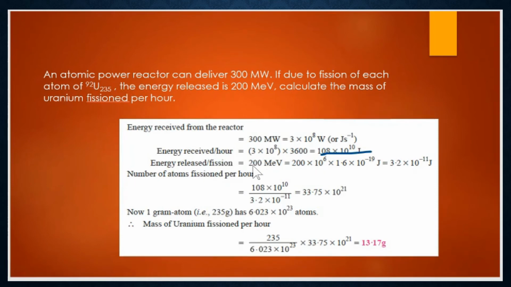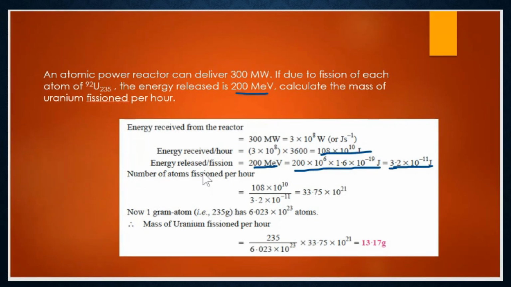Energy released is 200 mega electron volts, already given. So 200 mega electron volts is converted into joules: you multiply by 1.6 into 10 to the power of minus 19, and you get 3.2 into 10 to the power of minus 11 joules. So 3.2 into 10 to the power of minus 11 joules of energy is released per atom to generate 108 into 10 to the power of 10 joules of energy.